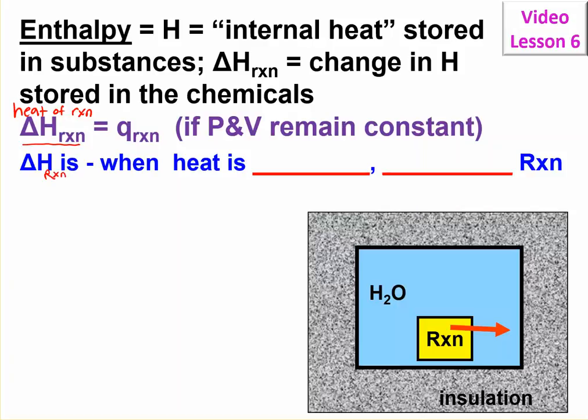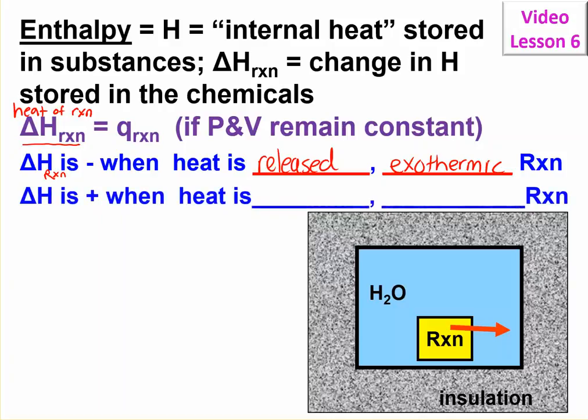When that is a negative number, it means that heat is being released, and that occurs for an exothermic reaction. Exothermic, heat is released, so the change in enthalpy of the substances is negative. They're losing heat. And of course, the opposite is true. If the change in enthalpy is positive, or the heat of the reaction is positive, energy is absorbed, and the reaction is endothermic.